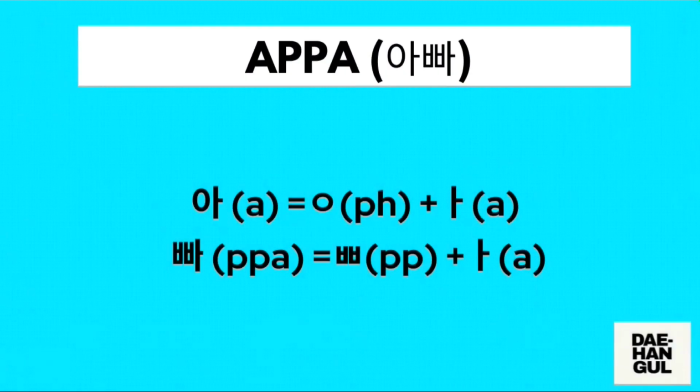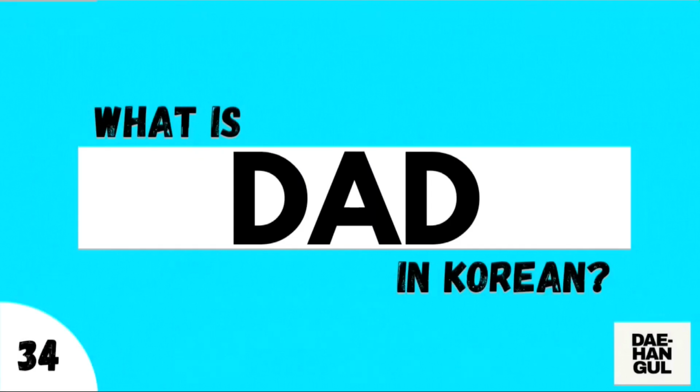How do we write appa in Hangul? Let's start with the first syllable a. First, we need to draw a no-sound iung followed by the a character. And then for the second syllable pa, we need to draw first the double biop or the sang biop character followed by the a character. And then we just have to combine the Hangul for each of these two syllables to form the Hangul of the word appa. And with that, you already know what is dad in Korean.